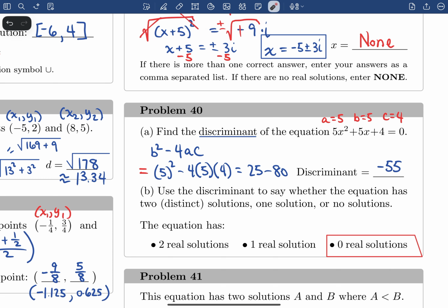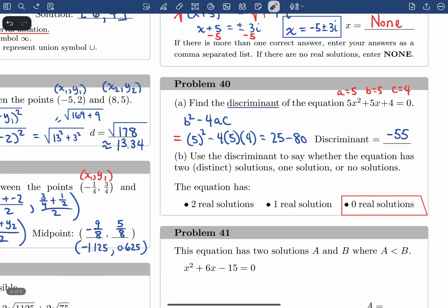Let's repeat that one last time. When the discriminant is a positive value, there are 2 real solutions. When the discriminant equals 0, there is 1 real solution. And when the discriminant is negative, there are 0 real solutions.